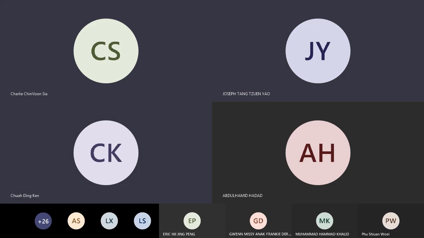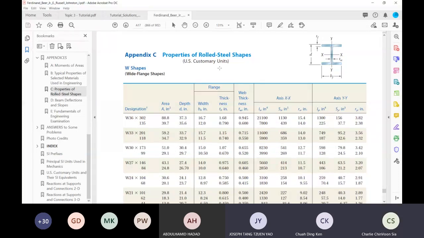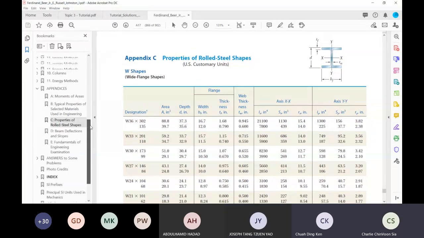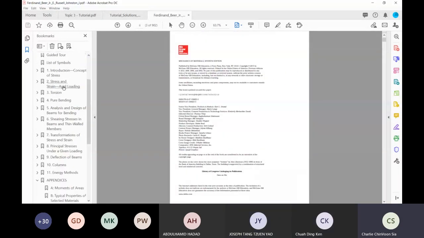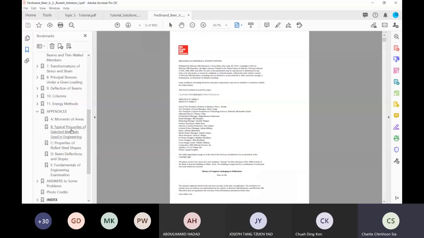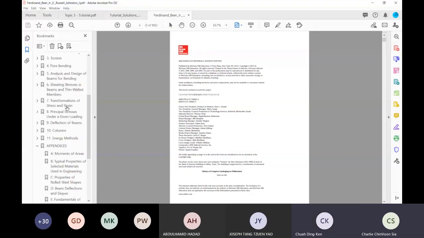Yeah, here, this one. Are you able to see this? Right, so basically this is the book. Okay, so front cover. This is a book that you can refer to. There's a cover of all the chapters here. All the lecture notes are actually from here.